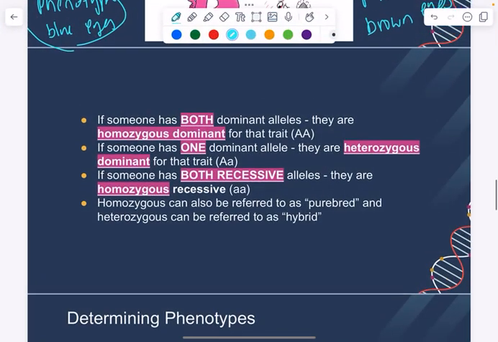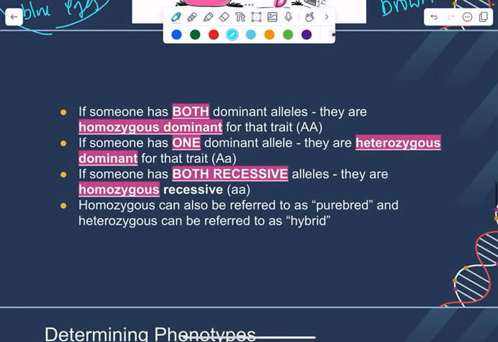All right, so let's continue talking about heredity. Earlier we talked about dominant versus recessive alleles. I'm going to introduce some more vocabulary for you. If you have both dominant alleles, say you have brown eyes and both parents gave you the allele for brown eyes, you are referred to as homozygous dominant. Homo means the same, and dominant, of course, means dominant. So if you have two of the same dominant alleles, you are homozygous dominant.